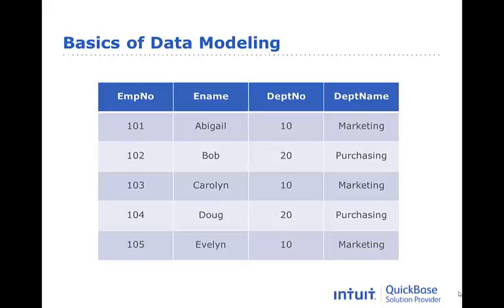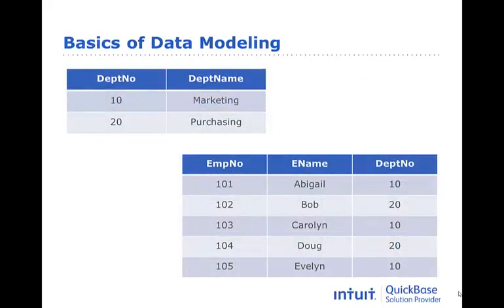Based on this example, deleting all the employees in the purchasing department will eliminate the department itself. If you change the name of the marketing department to advertising, you would need to change the record of each employee in that department. All of this information, although appearing in different rows and columns, is related in some way.